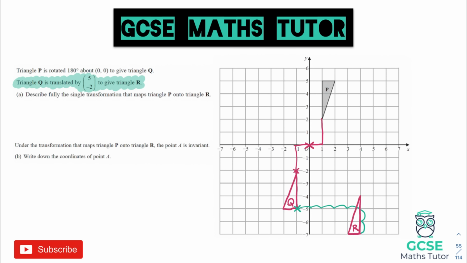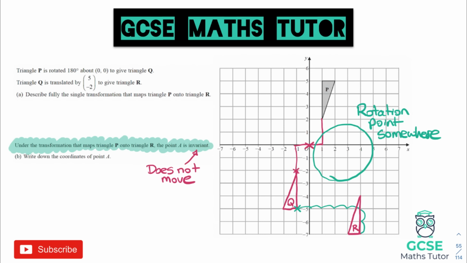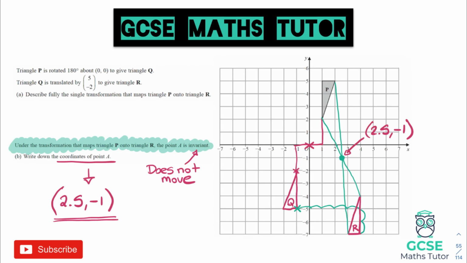Now, if it does mention something called an invariant point, that's a point that hasn't moved. That could be on the shape or it could be part of a transformation. This one was asking for an invariant point within a transformation and it was actually a rotation point, but it can be either. Just make sure you're very careful and you read that word and you know it just means a point that hasn't moved.